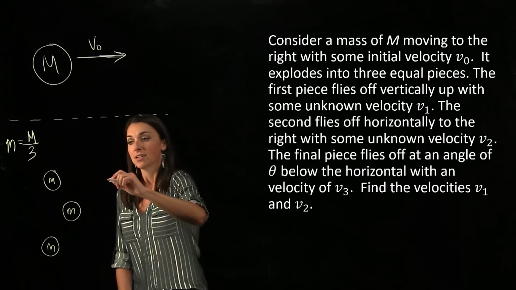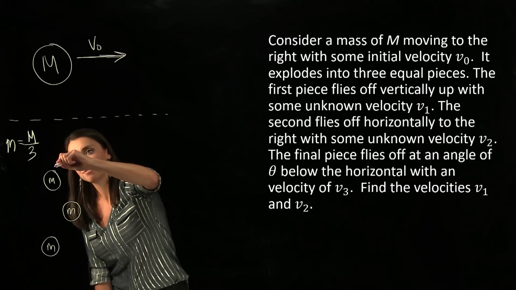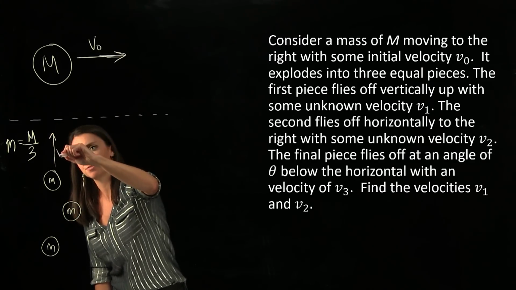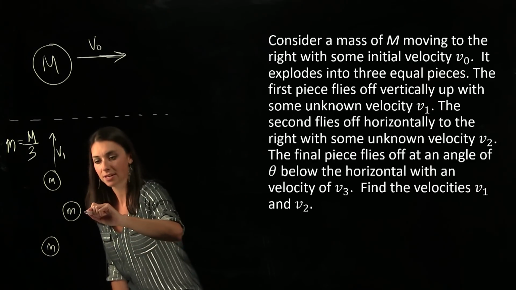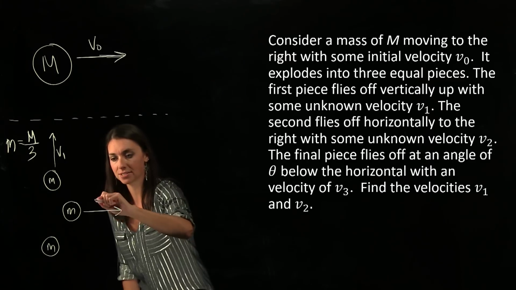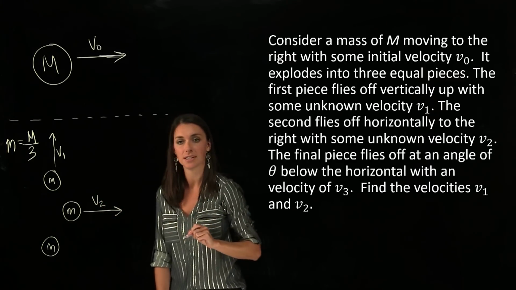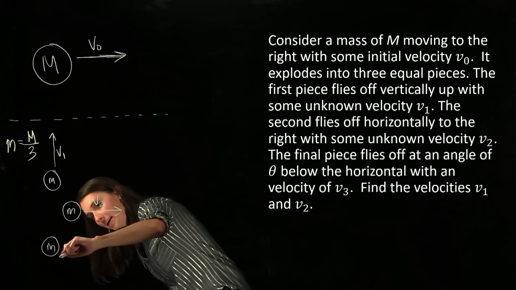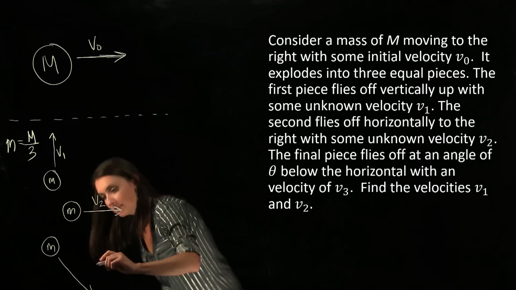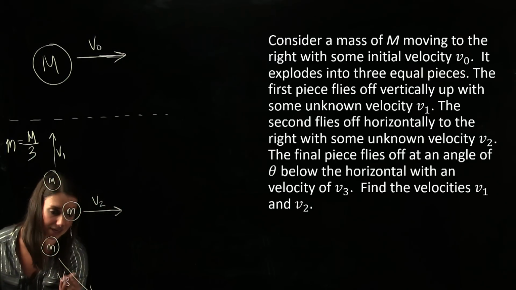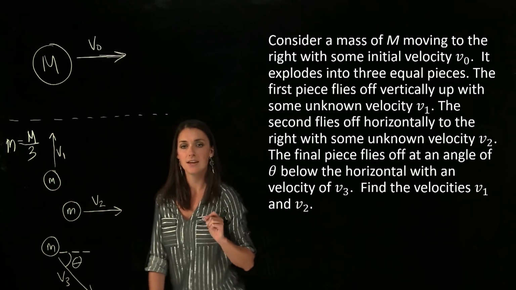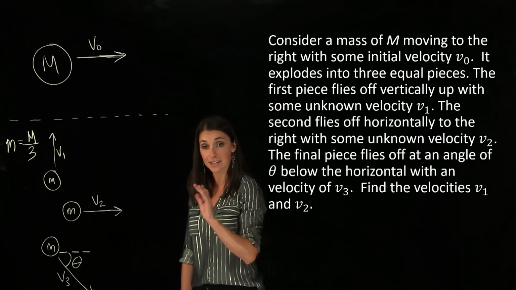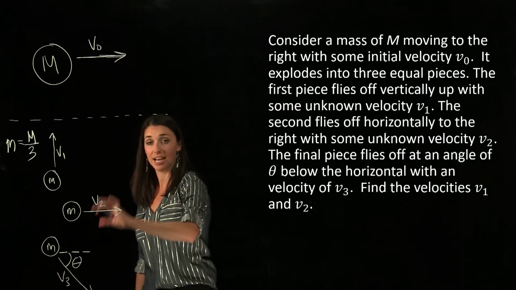So the first one's going to fly off vertically with a velocity of v1, going up. The second one to the right with a velocity of v2. And then the third one's going to be going at an angle with a velocity of v3. And theta is noted as below the horizontal. So that is our before situation and after situation.